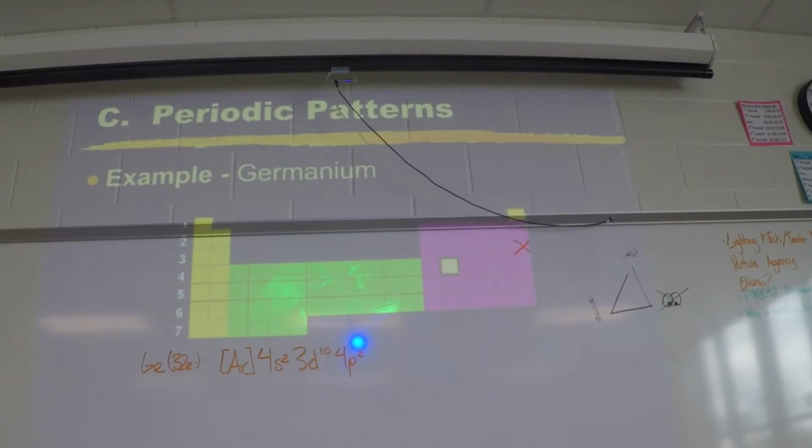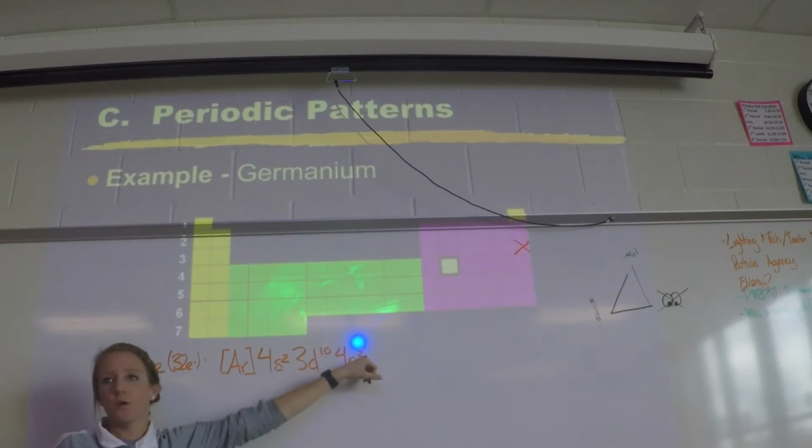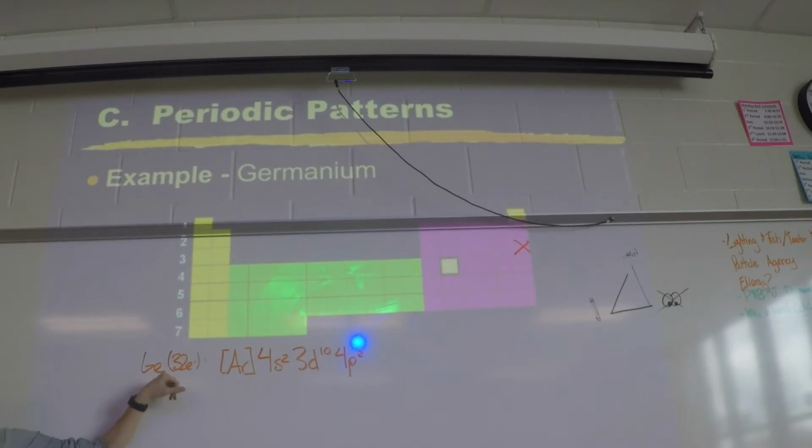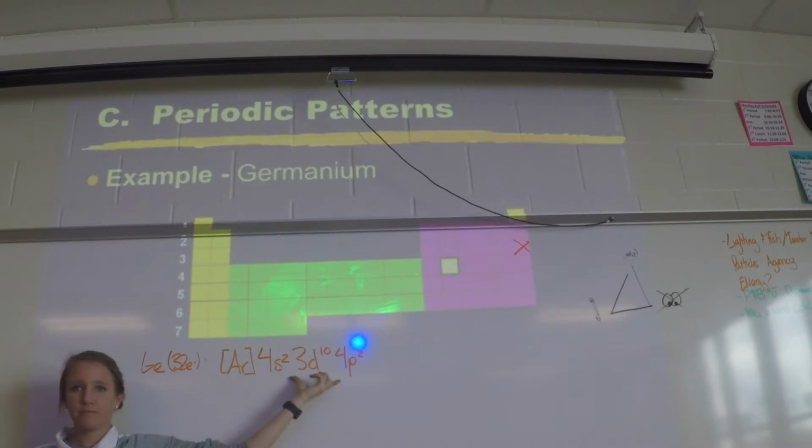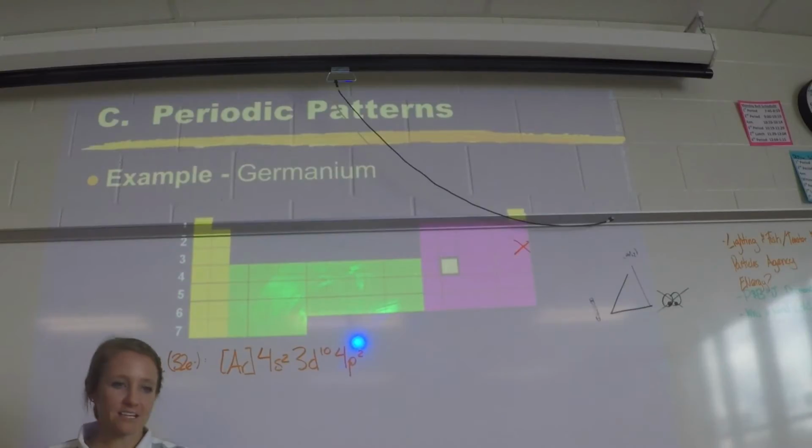Does anyone see how we could still check? Because before, if we added these up, it needed to add up to this number. So how could I still check it to make sure I didn't miss something? You add all those to the 18 of argon. Yeah, just whatever this is, add that into your superscripts. Okay? All right, try the next one.